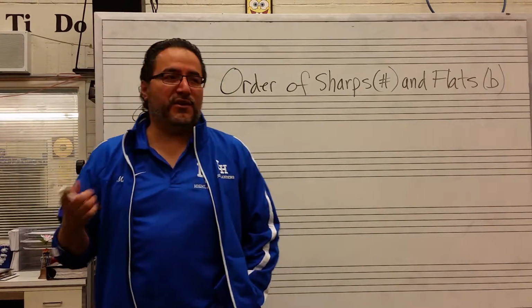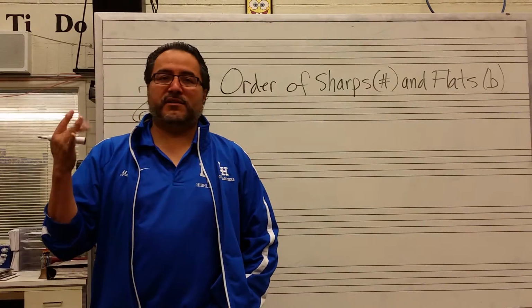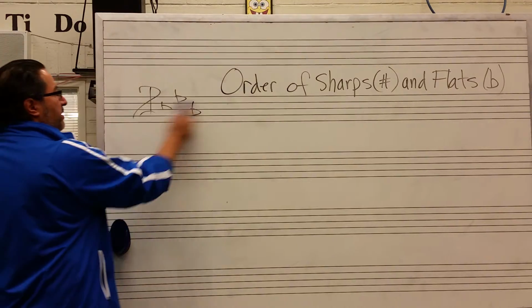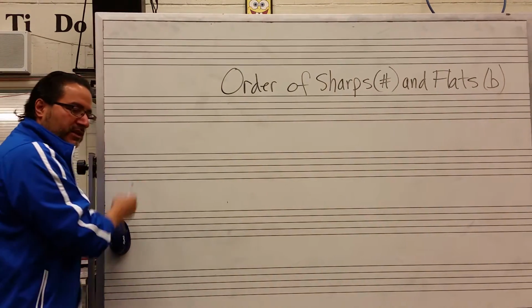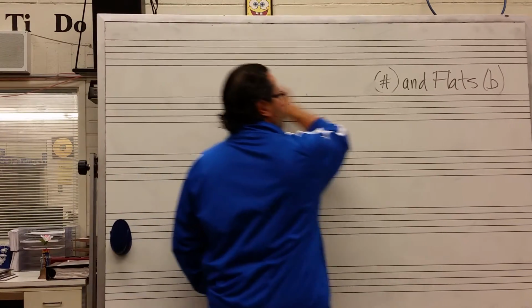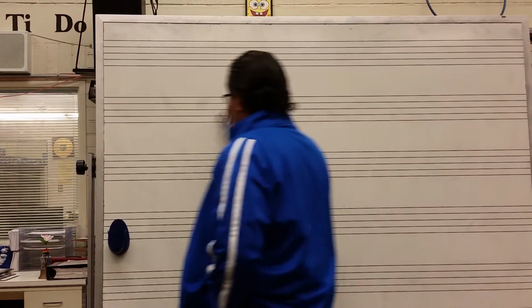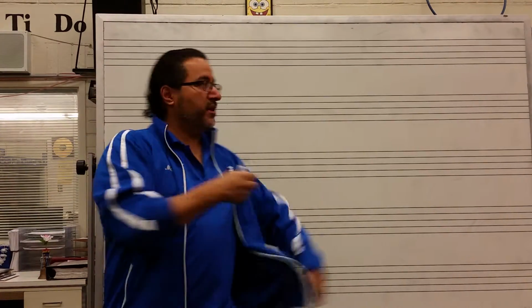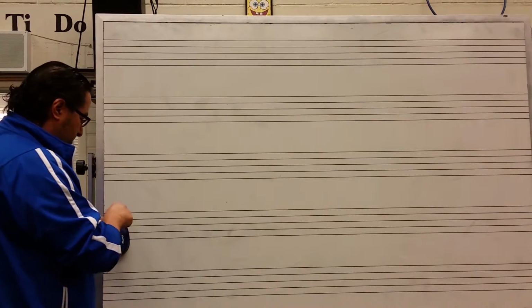Why? Because there's 7 notes in the musical alphabet. A, B, C, D, E, F, G. So if you got 7 notes, you could theoretically sharp each one of them and you could flat each one of them. So it's good for you as a musician to memorize that order because you're going to need it as you continue your studies.